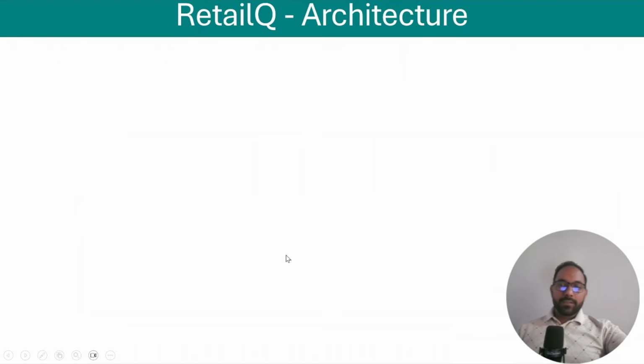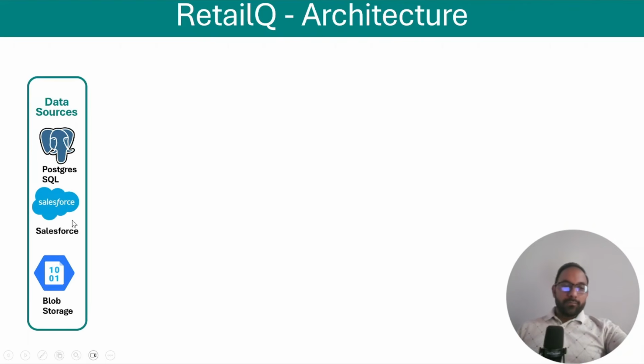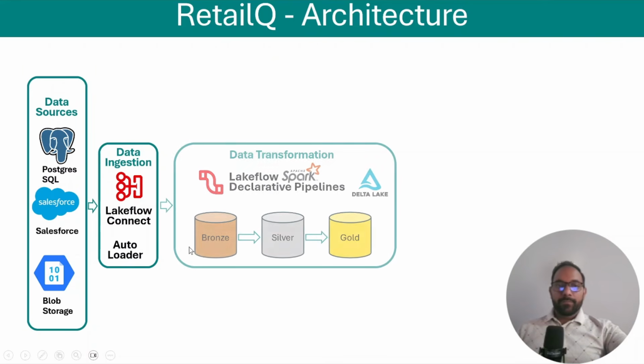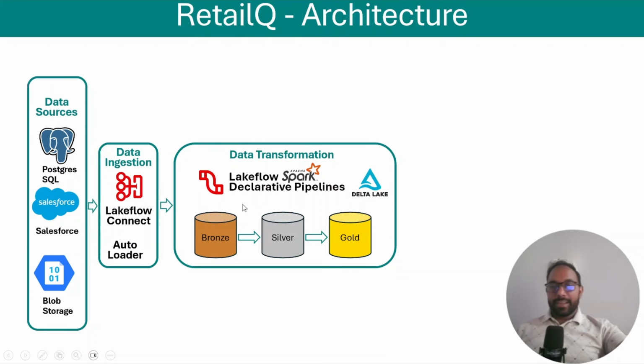So now that we understand the use case, let's jump to the architecture and understand technically how we are going to build it. So first of all, we will use three data sources, Postgres, Salesforce, and Blob Storage, which we will be setting up ourselves as free versions of them. And then we are going to ingest the data using Lakeflow Connect and Autoloader. After that, we are going to transform the data to build the standard medallion architecture as bronze, silver, and gold. And this we will build using the latest Lakeflow Spark declarative pipelines.